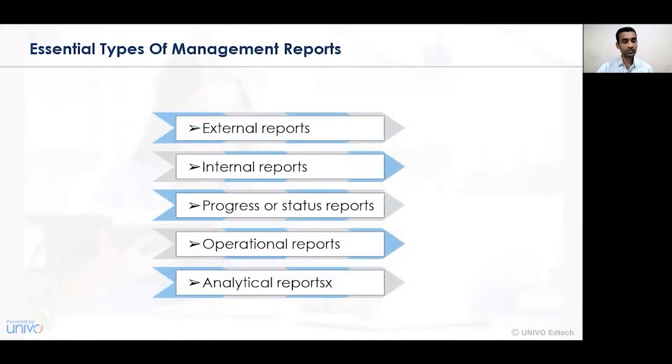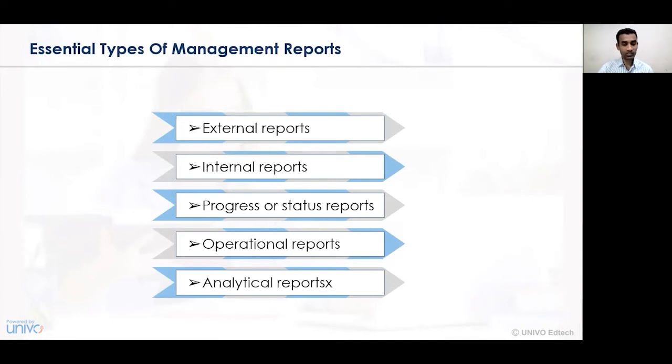Now let's understand what the various essential types of management report are. The various types of management reports that are prepared are the external report, the internal report, the progress or status reports, and lastly the operational reports and the analytical reports. So these are the various reports that are prepared.